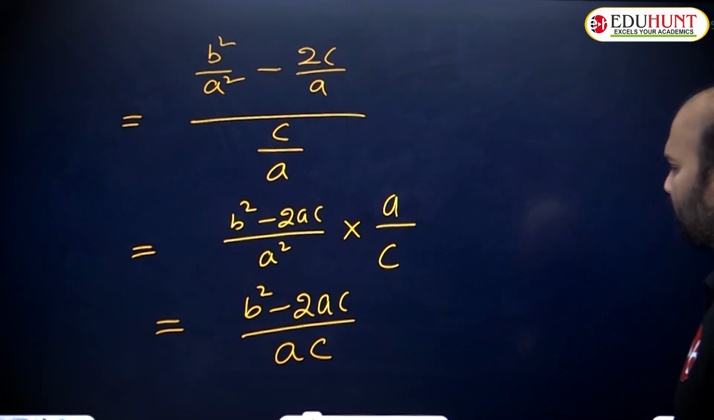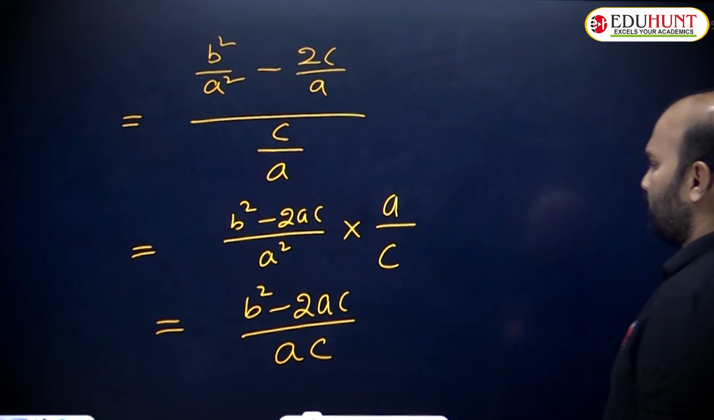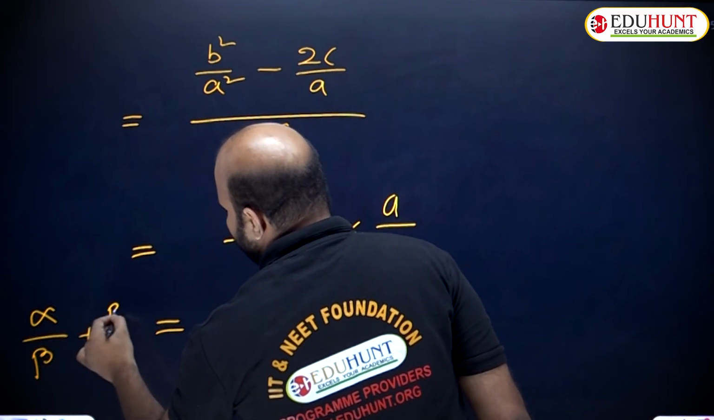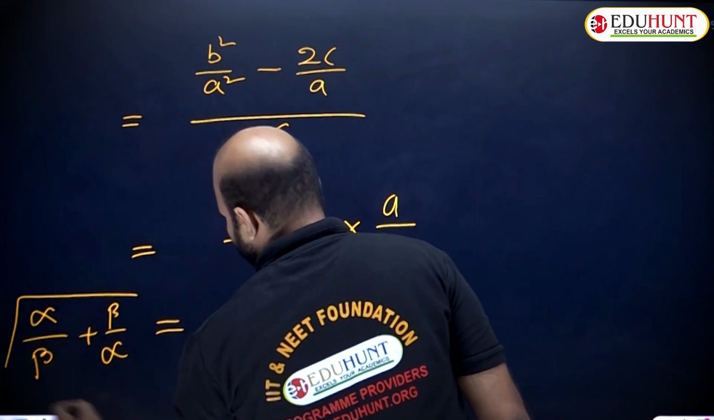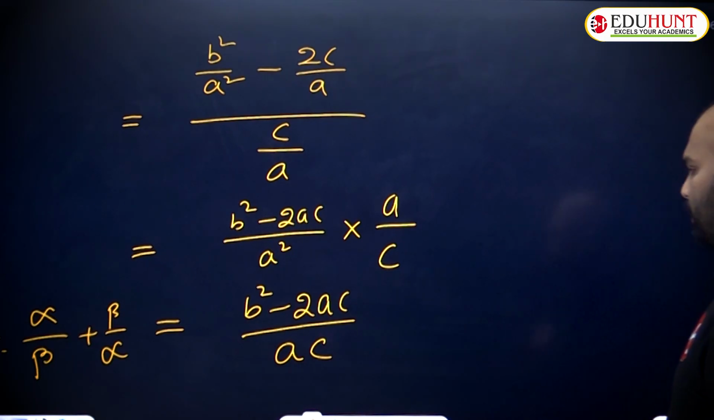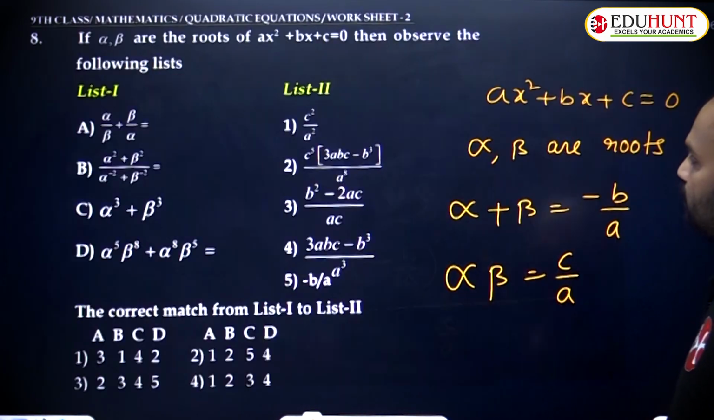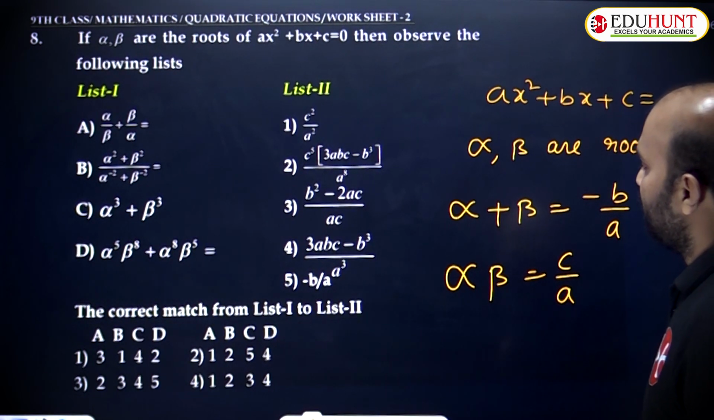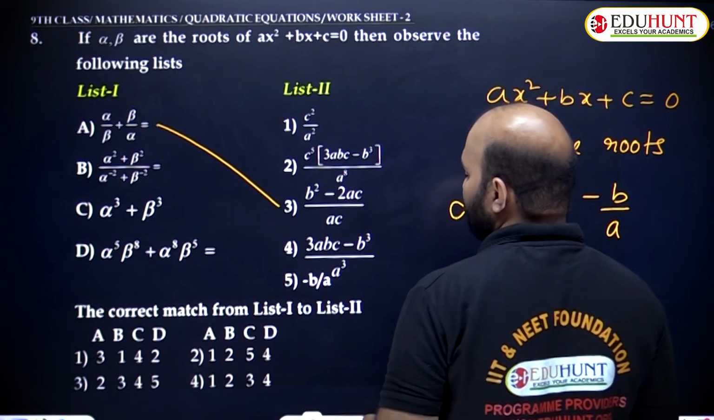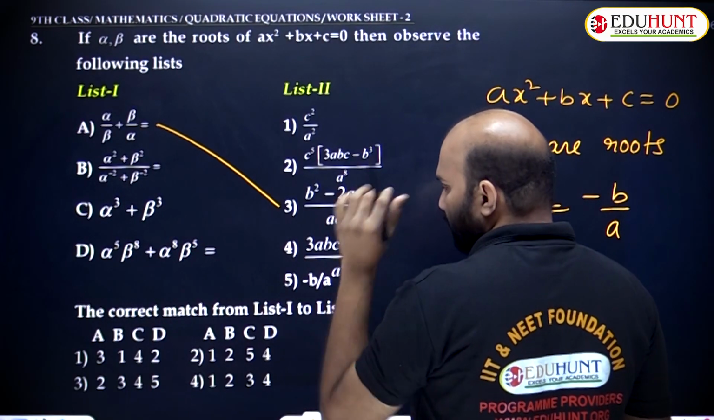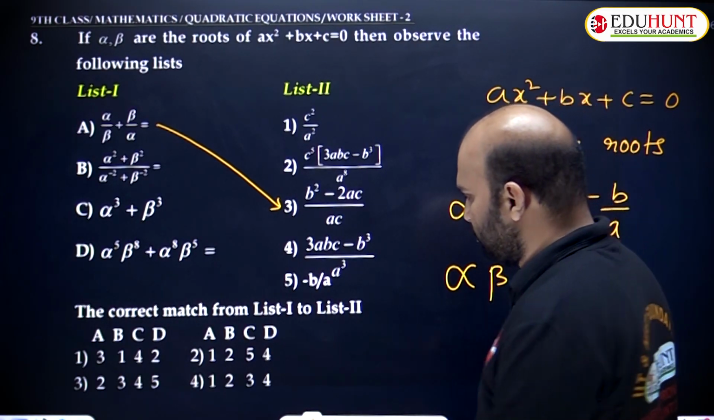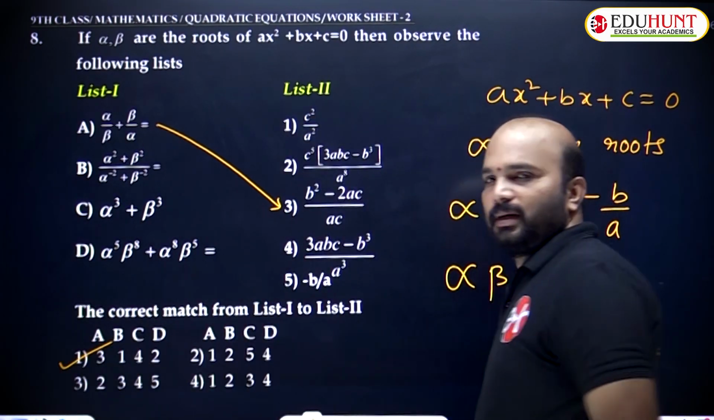So, the first one, b square minus 2ac by ac, is the value of alpha by beta plus beta by alpha. Am I clear? So, b square minus 2ac by ac. A is matching with the third option. So, for A it should be 3; only the first option has that, so the first option is the right answer.